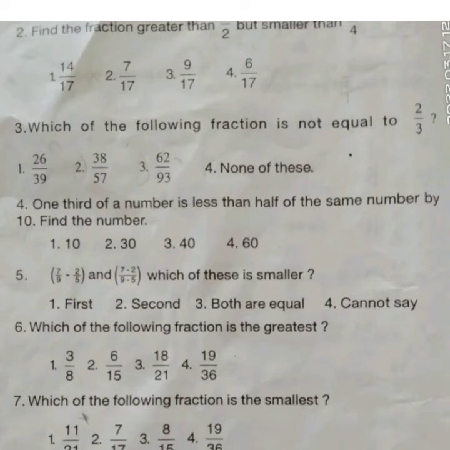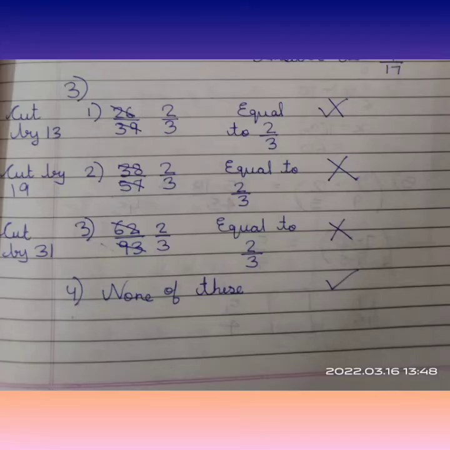So let's start with question 3. Which of the following fractions is not equal to 2 by 3? The options are 26 by 39, 38 by 57, 62 by 93, and none of these. So now what will be the answer? We have to try option by option by the cut method.